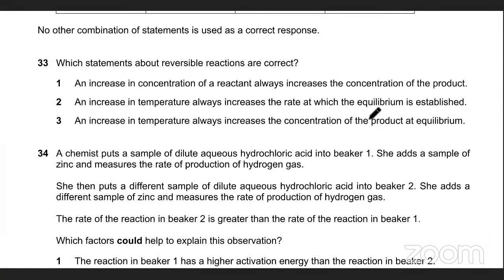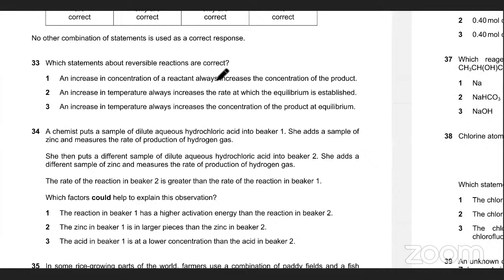So this is question 133. You've got a reversible reaction. First statement, an increase in concentration of a reactant always increases the concentration of a product. Is that true? If I increase the concentration, where would the equilibrium shift? To the right side. Okay, so it's going to shift to the right. So what would happen to the products? They would increase. And that would always happen. Okay, so that is correct.